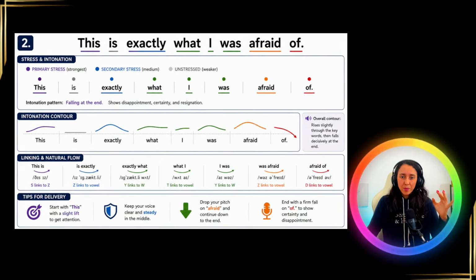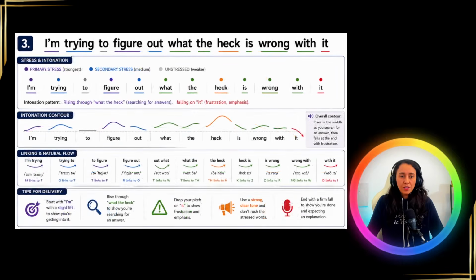This is exactly what I was afraid of. That's very good. Let's move on to the next one. I'm trying to figure out what the heck is wrong with it.